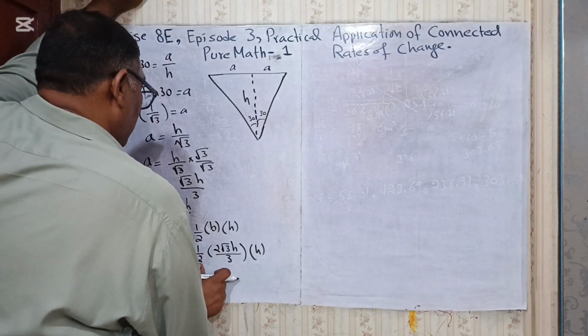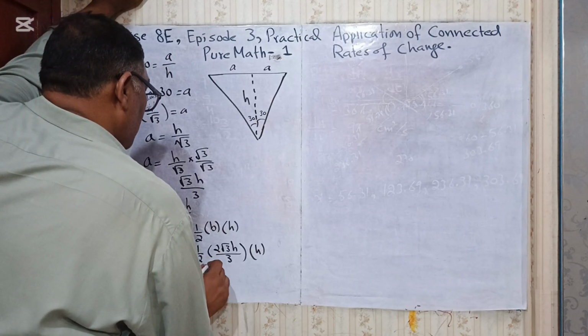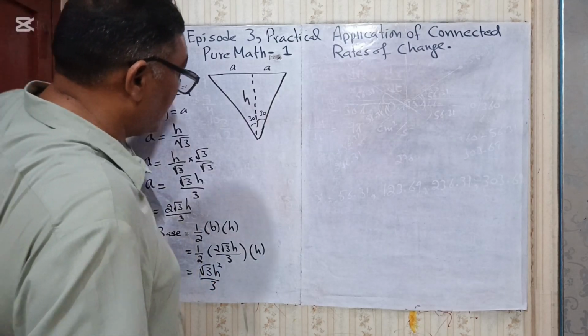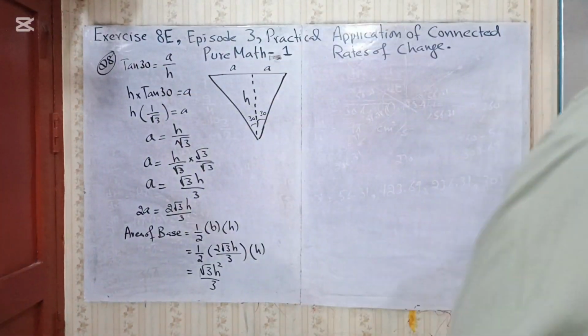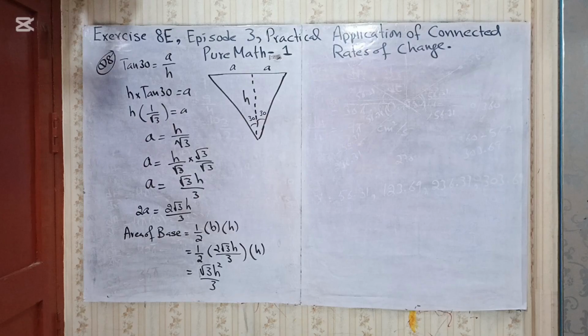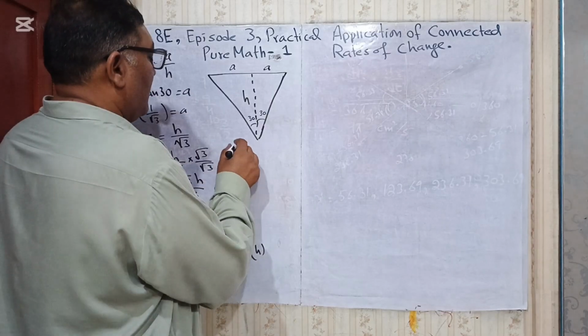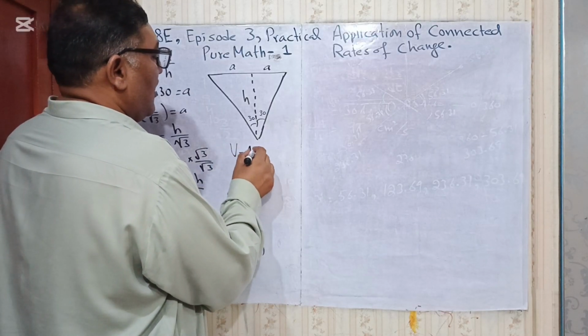The area of the base is equal to, it's a triangle, so it's 1 by 2 into the base of the triangle into the height of the triangle. So it will be 1 by 2, the base of the triangle is 2A, which is 2 under root 3 into H divided by 3, into the H. So the 2 is cancelled, and you will have under root 3 H square divided by 3.